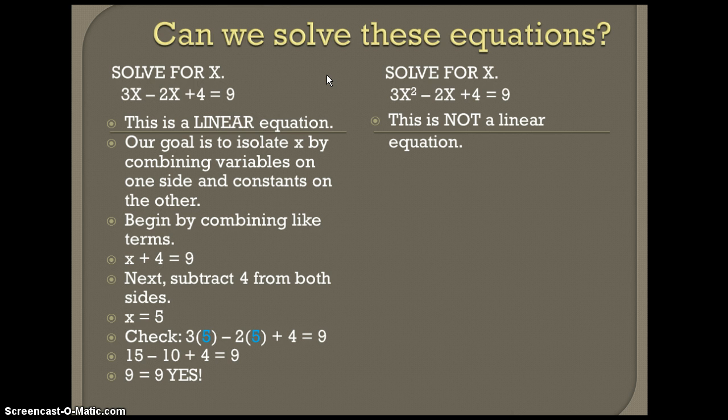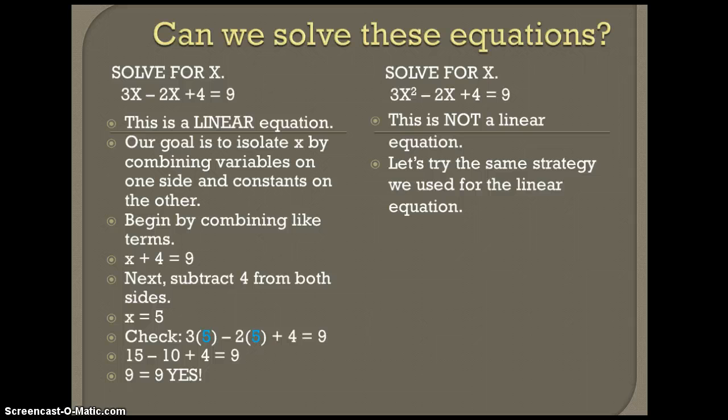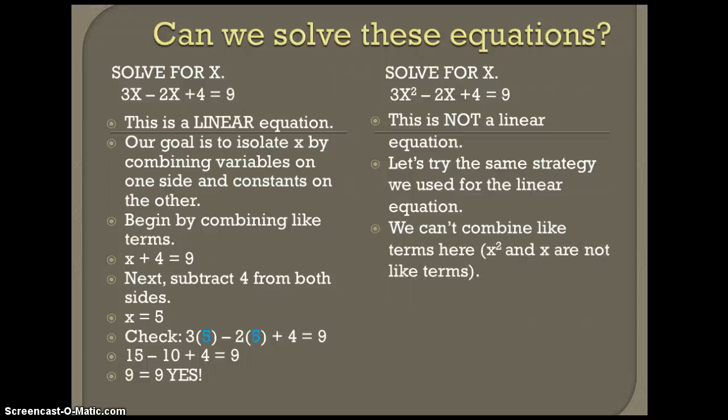So, do we think we can use the same steps to solve this? Well, let's try and see what happens, because like I said, up until now, all we know how to do is solve a linear equation. So we think we could probably use the same steps maybe? Well, unfortunately, we can't combine like terms. We can't do 3x squared minus 2x because they're not like terms.